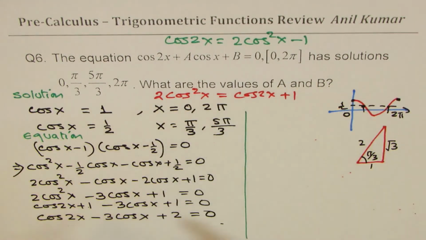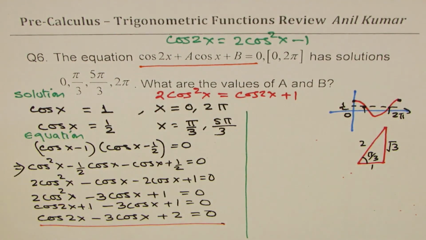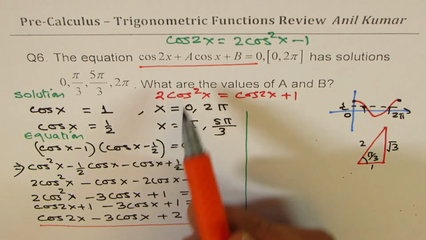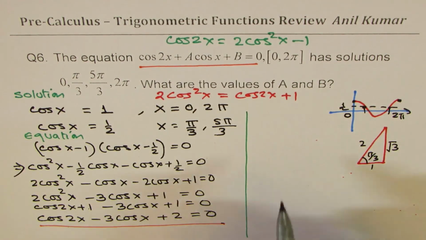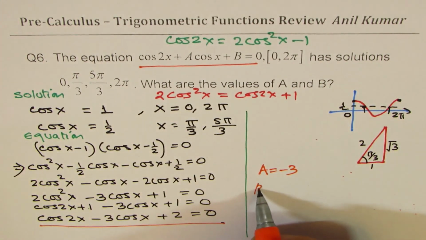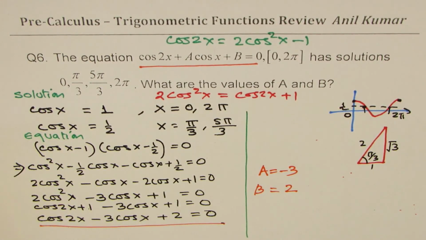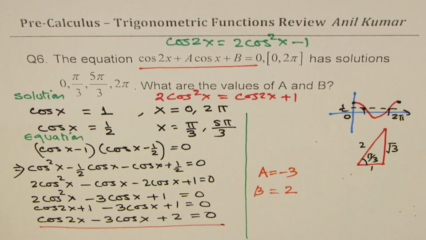So if you compare, what is the value of a? So we are just comparing now the equation which we have got with what we have been given. So first two terms match for cos 2x, cos 2x. Second one, a should be minus 3, right? So we get a equals to minus 3 and capital B will be equal to 2. Is that clear? So that is how you would actually solve this question. So I hope the concept is clear to you.